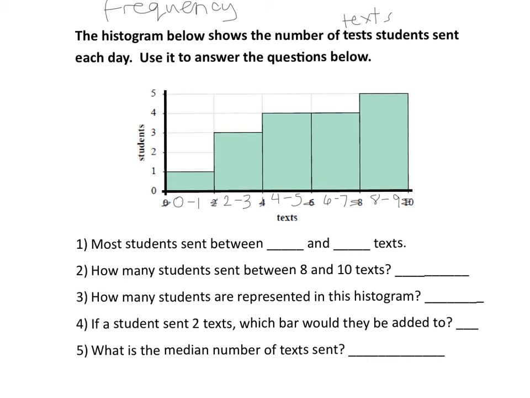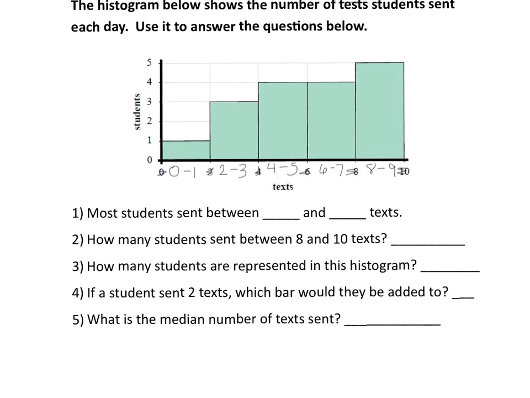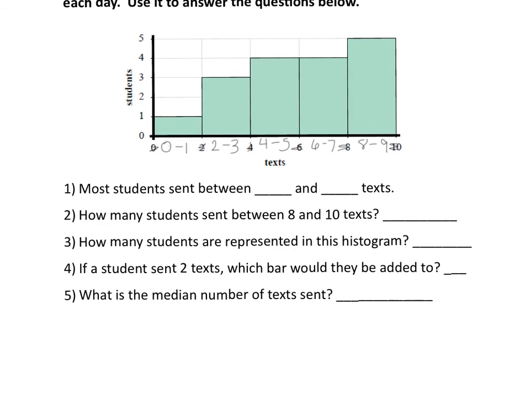So the bar should have the labeling below the bar, not on the line between the bars, and it should represent an interval that doesn't overlap. So notice it doesn't say 0 to 1 and then 1 to 2, because if we get one text, we need to know which bar specifically it is going in instead of having to guess and put it in 2 bars, and it's just confusing. Now that we've done that, let's go ahead and answer the questions.